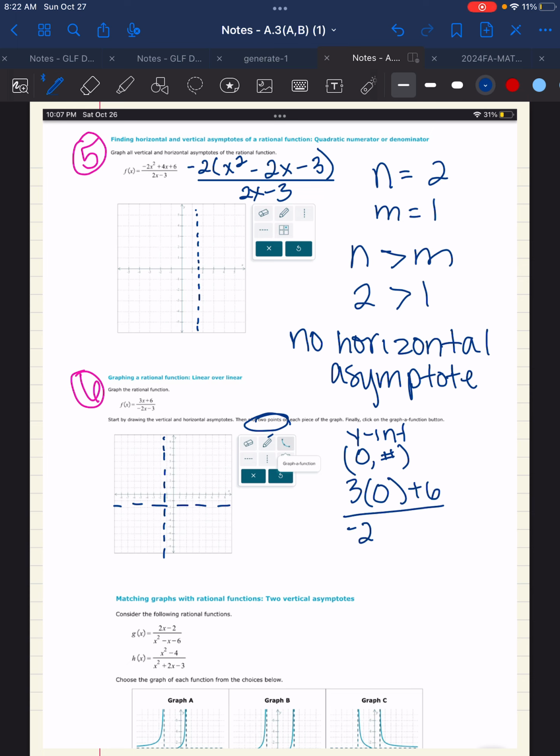I'm taking this from my problem. Three times 0 is 0 plus 6 is 6. 2 times 0 is 0 minus 3 is negative 3. 6 divided by negative 3 is negative 2 as your y-intercept.